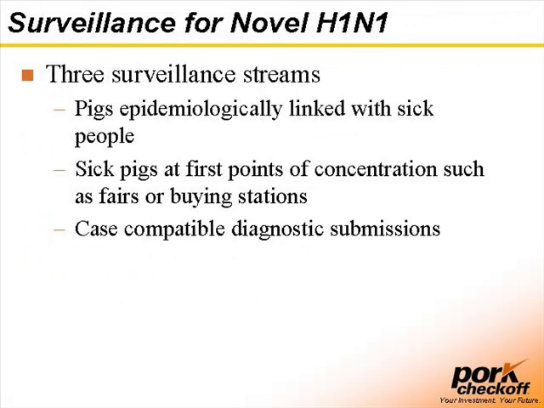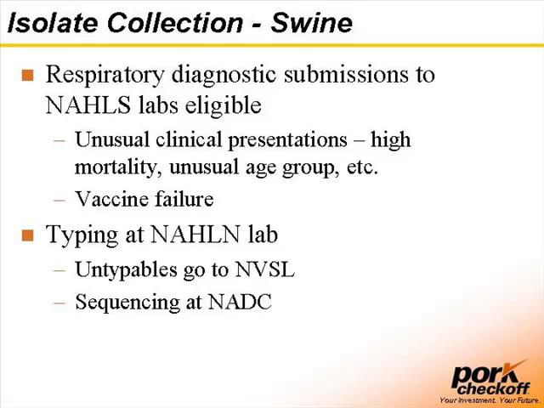In the pilot, and you're going to see this again later, there were 3 surveillance streams. Those were pigs that were epi-linked with sick people, and by sick people, we mean at that point people that had been diagnosed with a swine influenza infection. Sick pigs at first points of concentration, such as exhibitions or buying stations, and then case-compatible diagnostic submissions. Those diagnostic submissions would be respiratory diagnostic submissions to non-labs. I guess I spelled non-lab wrong. That should be an N, not an S, that were eligible.